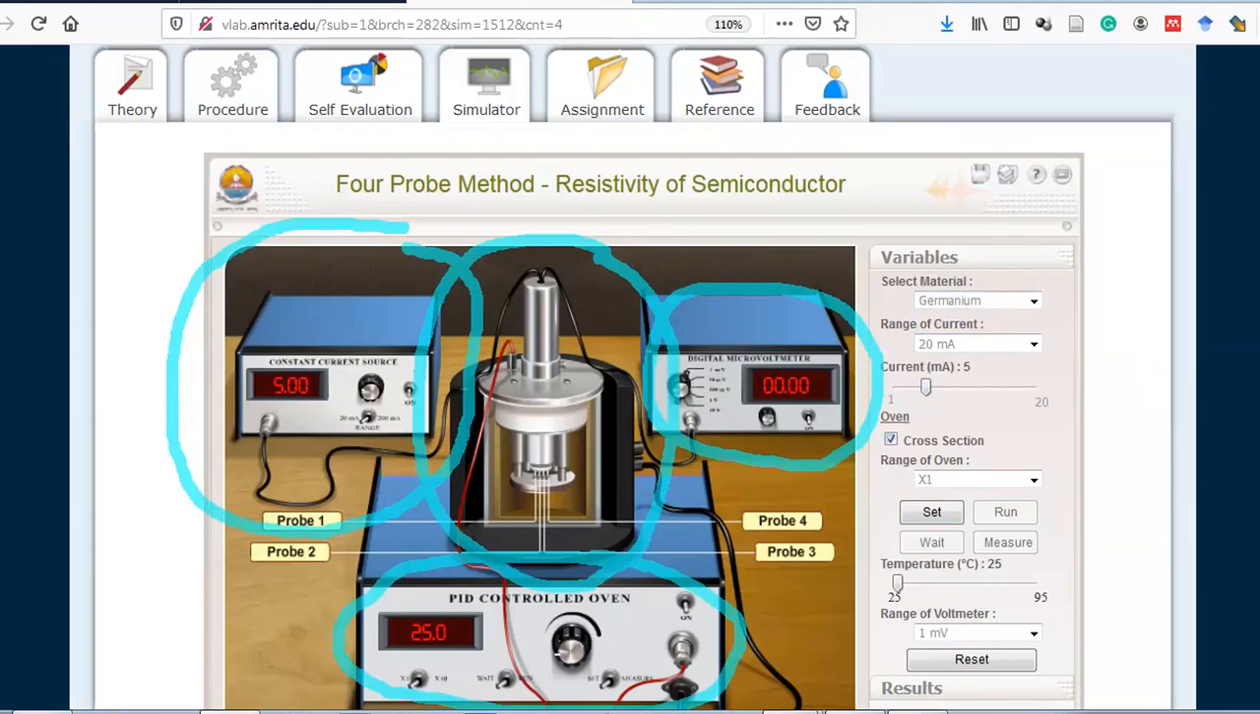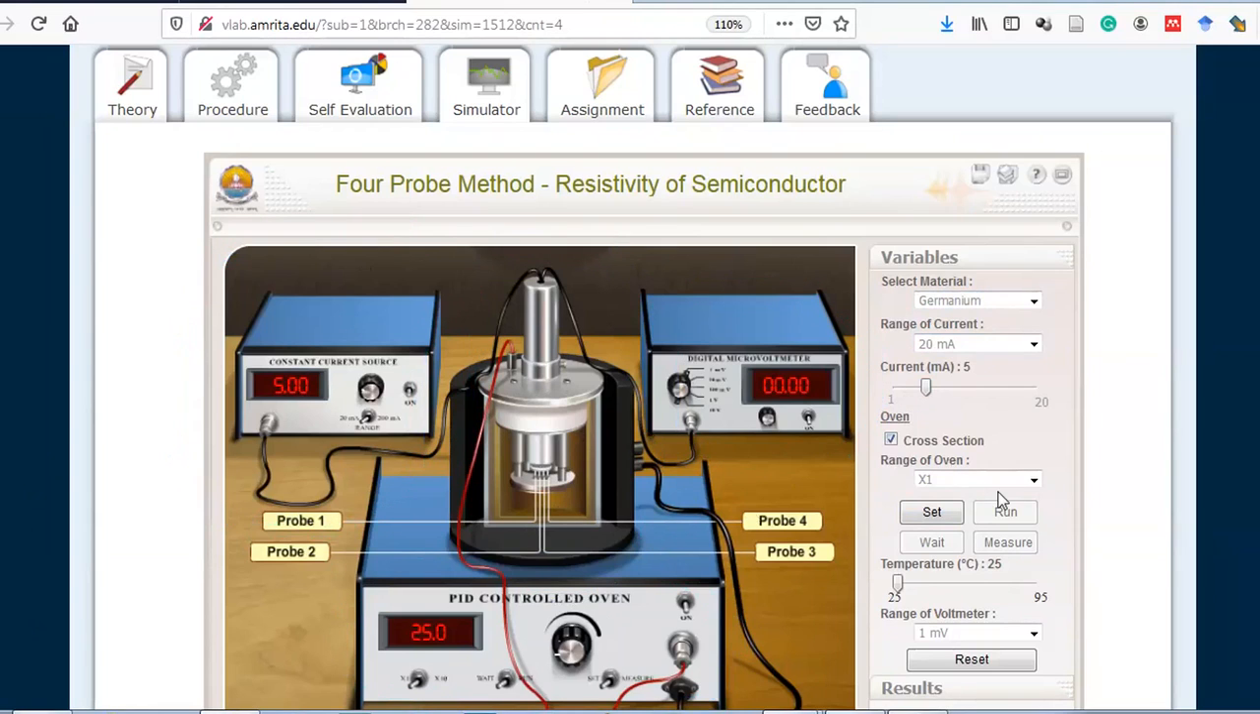Fine. Now coming to the next part, this one, range of oven. This is the multiplier, 1 times or 10 times. Accordingly this particular range will change. Right now you see 25, because it is a one time multiplier. But if I change this to 10 times, you see it will be 2.5. But for the final reading when you take it, you have to multiply it with this multiplier. So 2.5 into 10, the same number you will get.